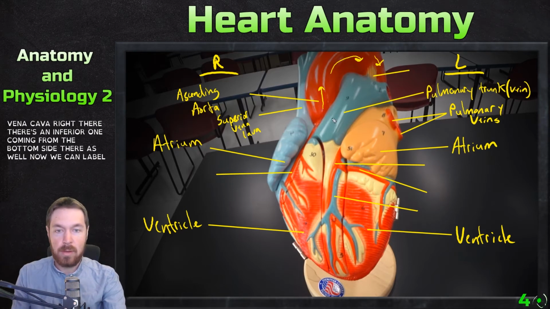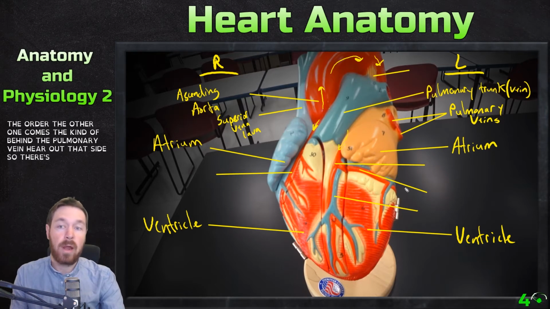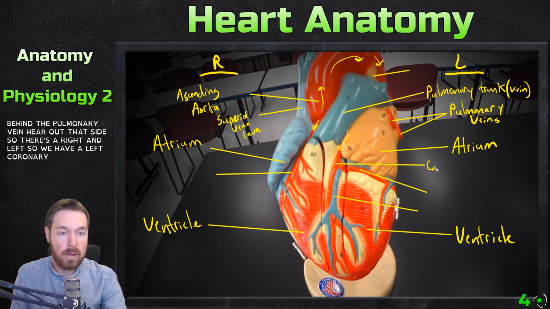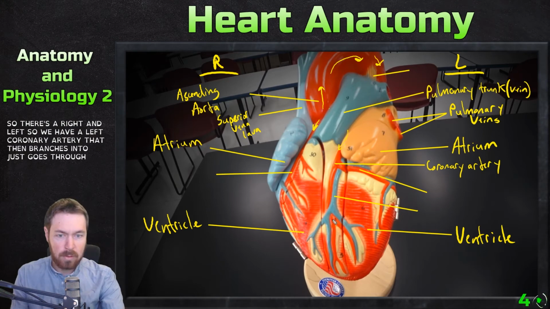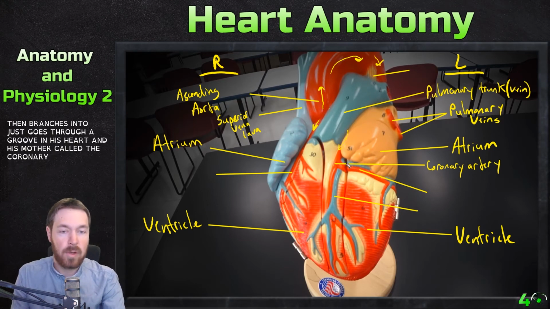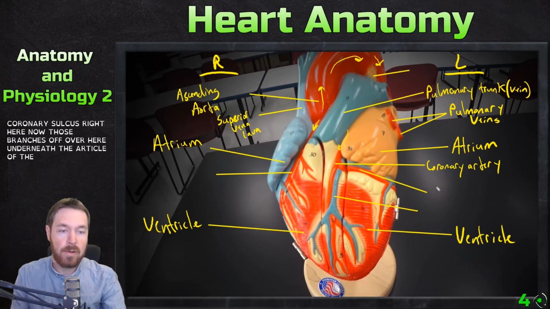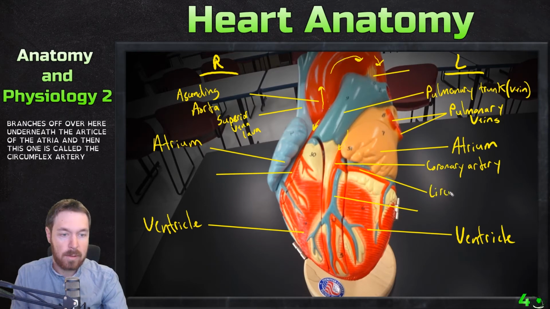Now we can label, so right here we have two arteries that come right out of the aorta. The other one comes kind of behind the pulmonary vein here out that side. So there's a right and left. So we have a left coronary artery, that then branches into, so this goes through a groove in here, it's hard to see on this monitor, called the coronary sulcus right here. Now this branches off over here underneath the auricle of the atrium. And then this one is called the circumflex artery.